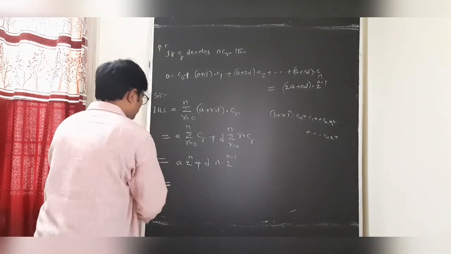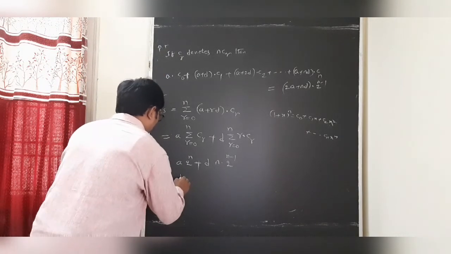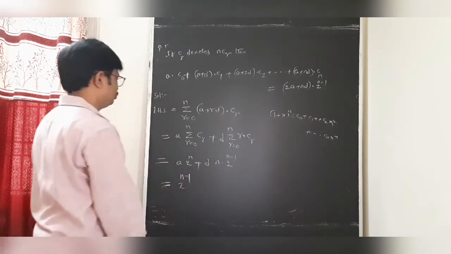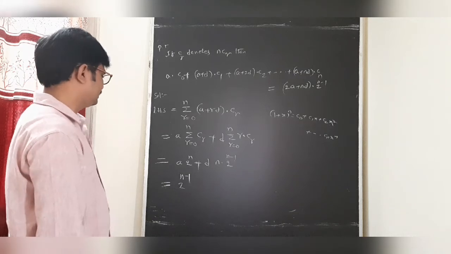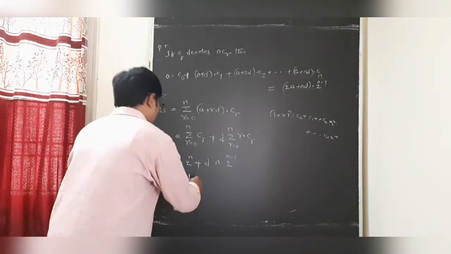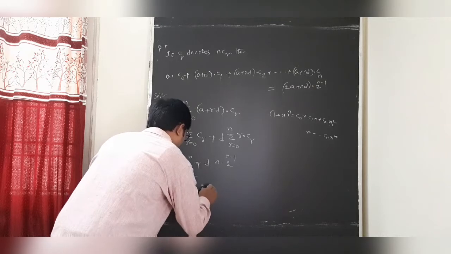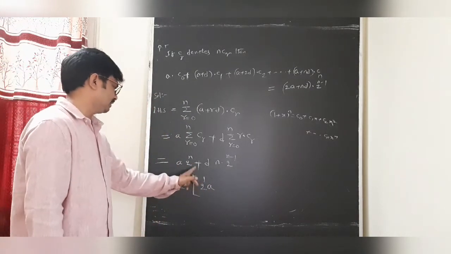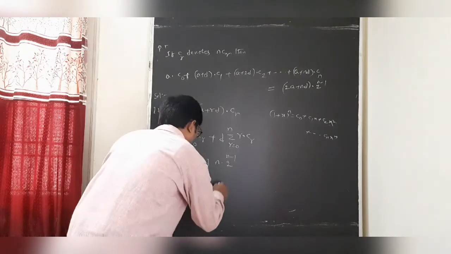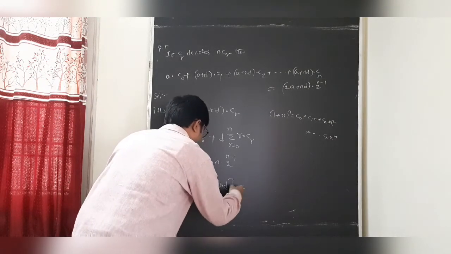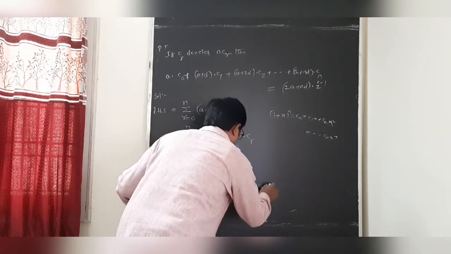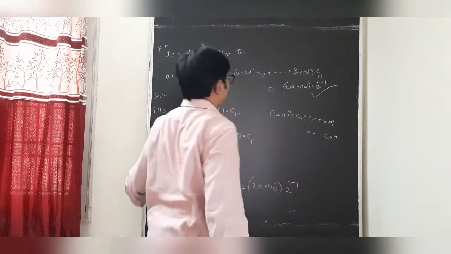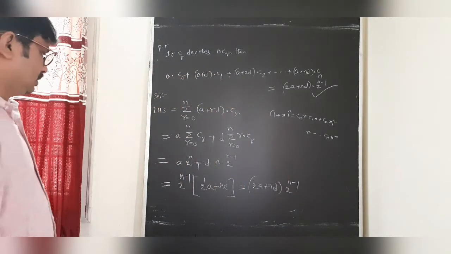My dear students, this is what? 2 power n minus 1 is the common factor. When we take 2 power n minus 1 common, dear students, this is 2A. Minus 1 plus 1 cancel. Yes, students, minus 1 plus 1 cancel. This is 2 power n. This is n into d, nd. So students, we can write 2A plus nd into 2 power n minus 1.